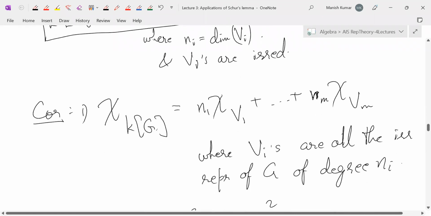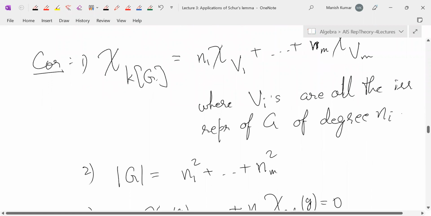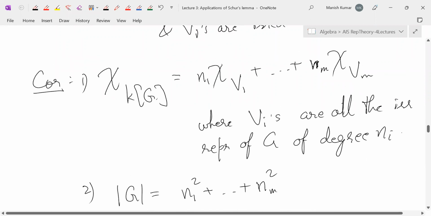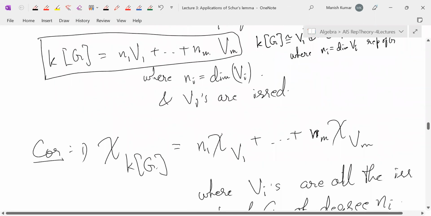So I'm just restating this again. From this, you can also observe that the size of G is n1 square plus n2 square up to nm square, because you just calculate the dimension on both sides. The dimension of the left-hand side is the size of G.